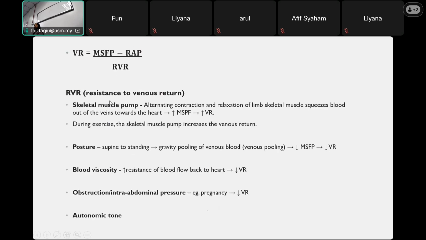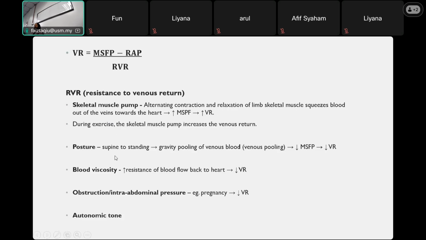So next is the resistance to the venous return. It has a few factors. The skeletal muscle pump. During exercise, there is alternating contraction and relaxation of the limb skeletal muscle. It will squeeze the blood out of the veins to the heart and increase the venous return. So during exercise, the skeletal muscle pump will increase the venous return.